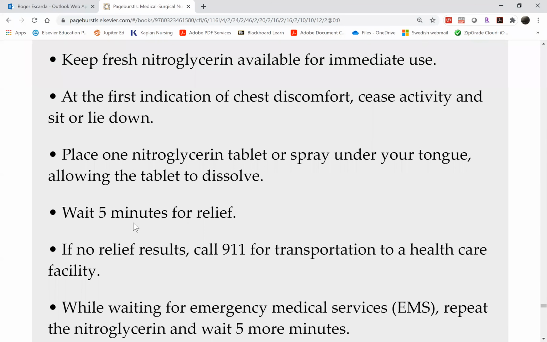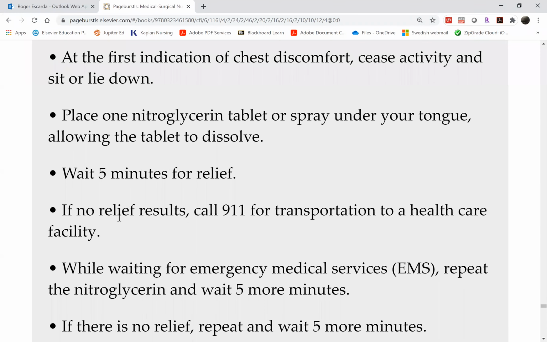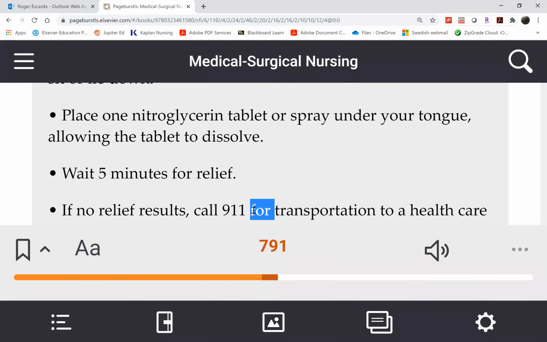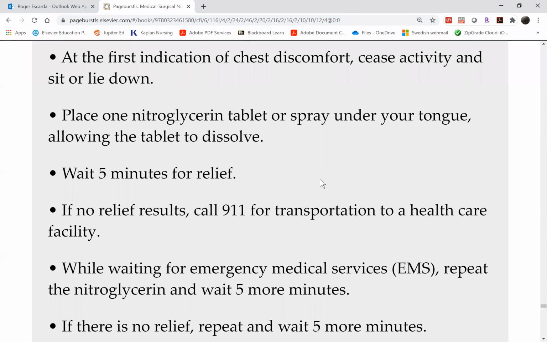So wait 5 minutes. 5 minutes later, no results, call 911. Again, this is at home, okay? In the hospital, of course, you're already in the hospital. So instead of calling 911, you will activate rapid response. Is that clear? Now, why do we call 911 or activate rapid response after one tablet with no relief?